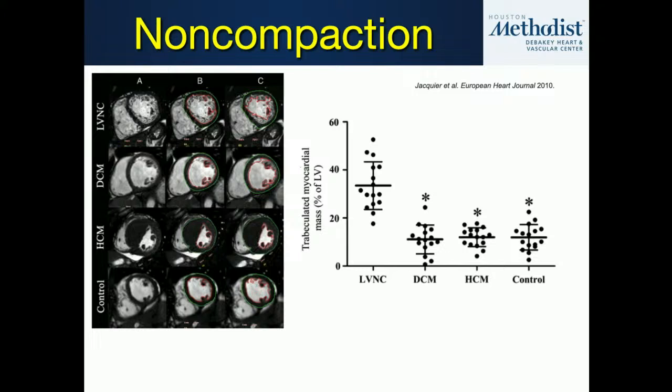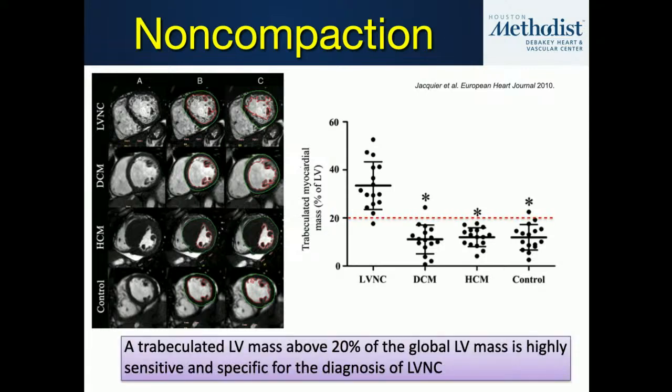There's another set of criteria called the Jacquier criteria, which instead of looking at just one single segment, looks at the global volume of non-compacted myocardium and compares that to the volume of compacted myocardium. And in this criteria, a threshold of more than 20% non-compacted myocardium meets the Jacquier criteria for LV non-compaction.